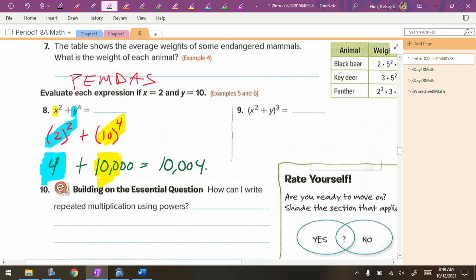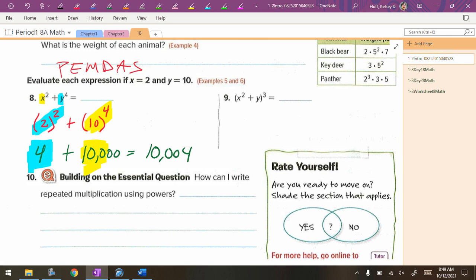Now look at number 9. Number 9 looks a little different. What number are we still putting in for x? 2. And what number are we putting in for y? 10. So I have a parenthesis, 2 for x and 10 for y. Now pay attention to where you put your parentheses and your exponents and your bases.